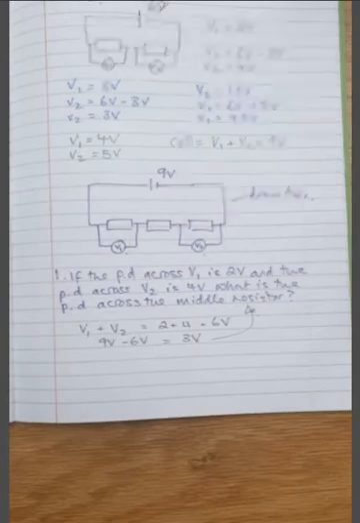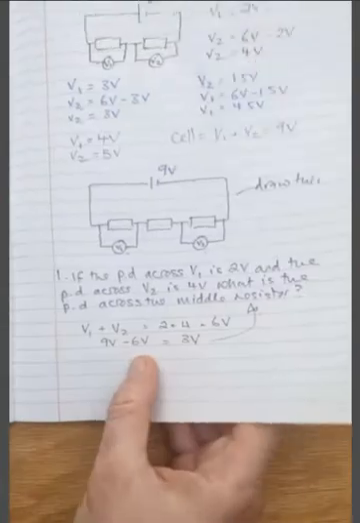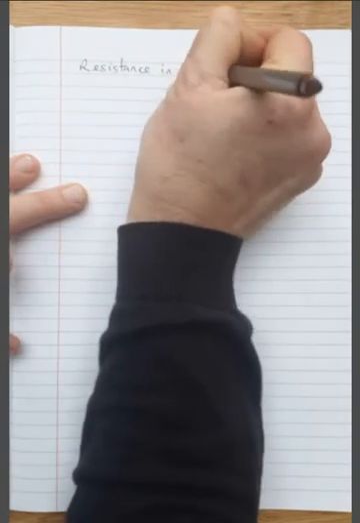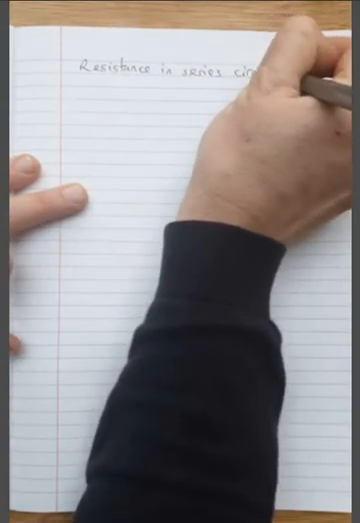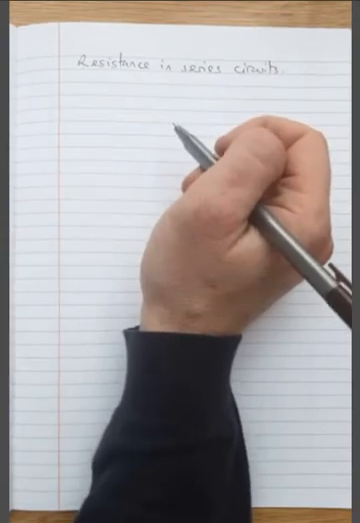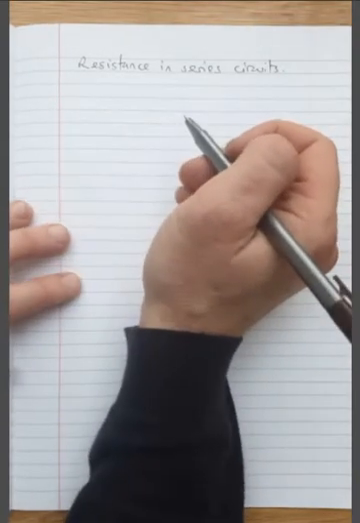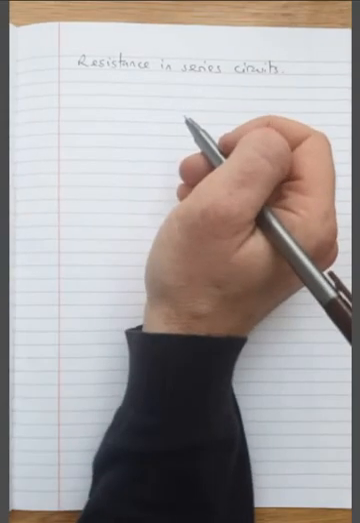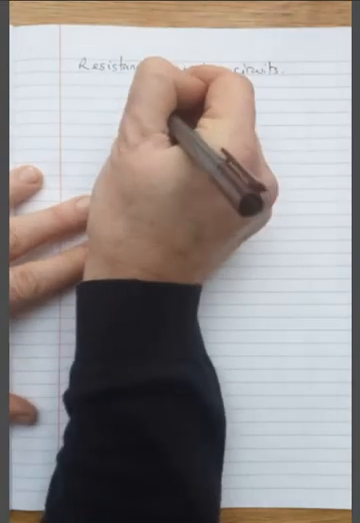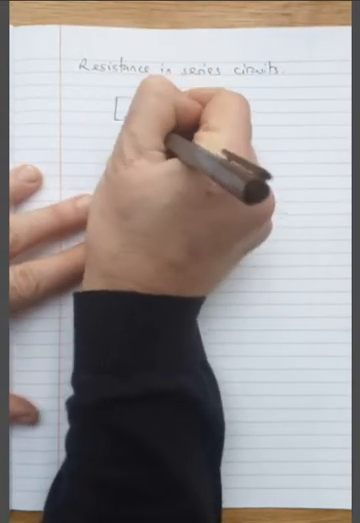Now, the last thing we're going to look at for this is resistance in series circuits. You have done a little bit about this already, but we're going to look at this in a bit more detail. So here's my circuit again. This time I'm going to start off with 2 resistors in series.